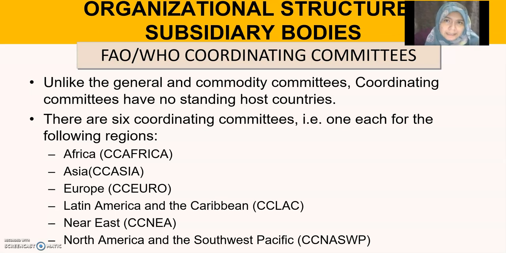The next subsidiary bodies are the FAO/WHO coordinating committees. So it's different from the general and commodity committees. These coordinating committees have no standing host country. There are six coordinating committees, for example, one each for the following regions. They have one for Africa, then the Coordinating Committee for Asia, the Coordinating Committee for Europe, the Coordinating Committee for Latin America and the Caribbean, the Coordinating Committee for the Near East, and also the Coordinating Committee for North America and the South West Pacific. So they have no standing host country in each of the regions.